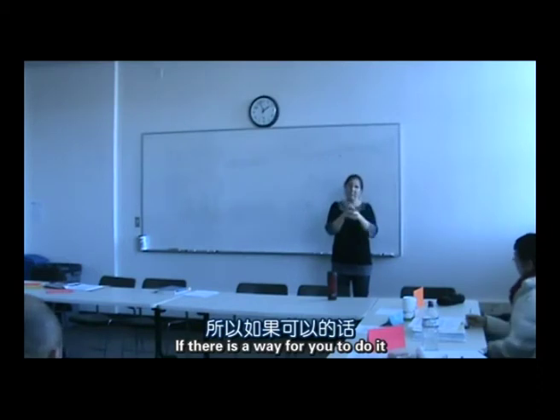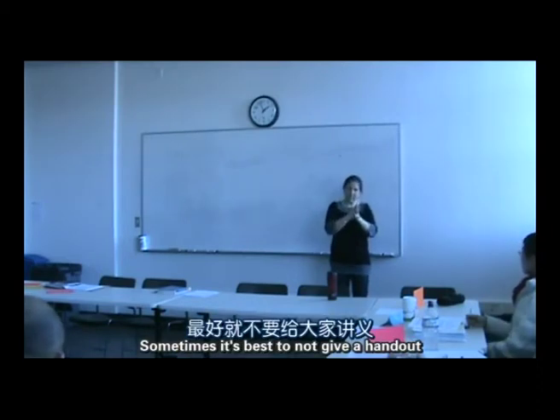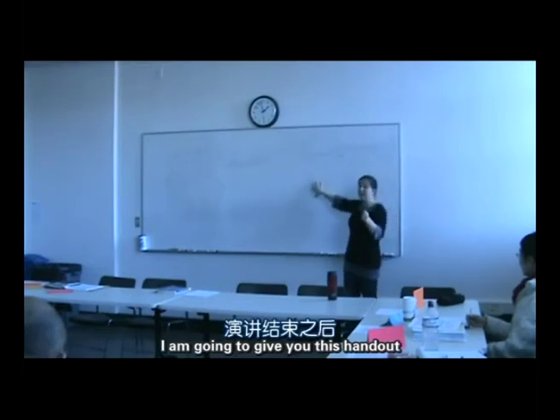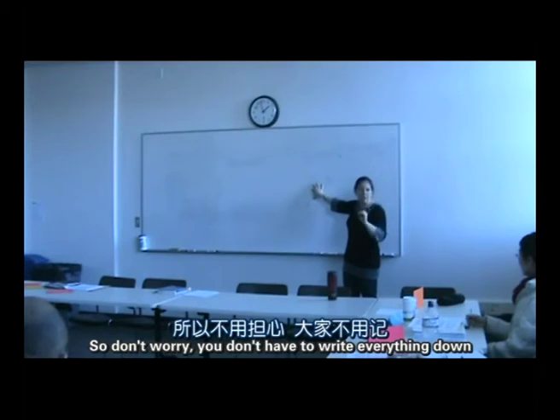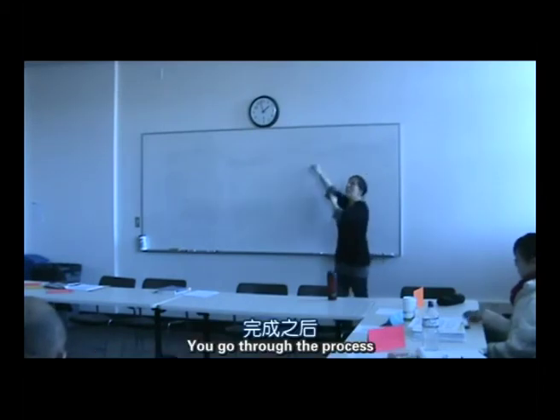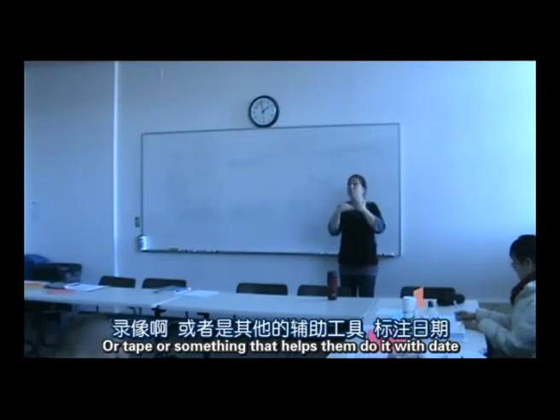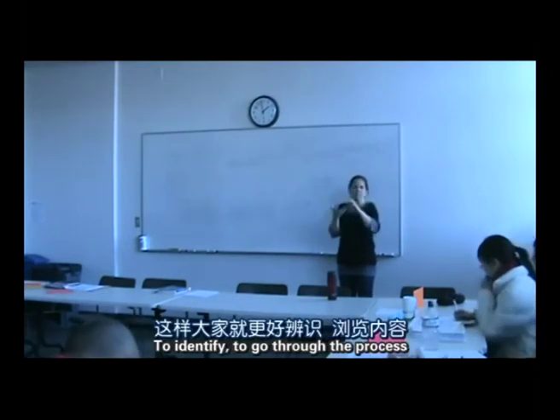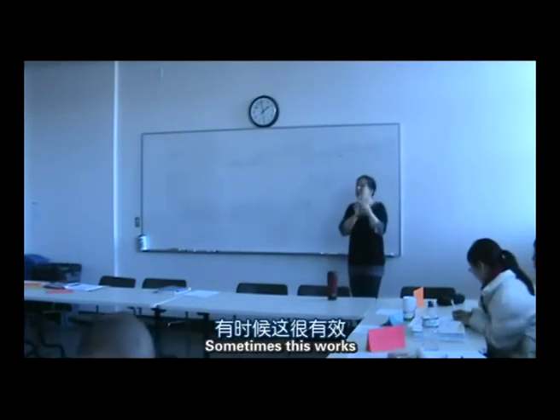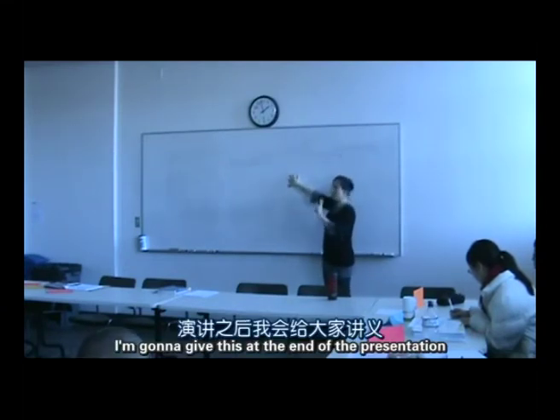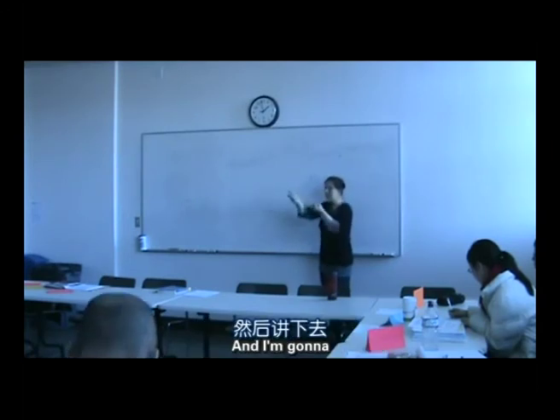If there is a way for you to do it, sometimes it's best to not give a handout at first. Present what you're talking about, and say, I'm going to give you this handout at the end of the presentation, so don't worry, you don't have to write everything down. You go through the process, and then you give them the actual graph or table or something that helps them identify or go through the process or classify or whatever you were talking about. Sometimes this works.